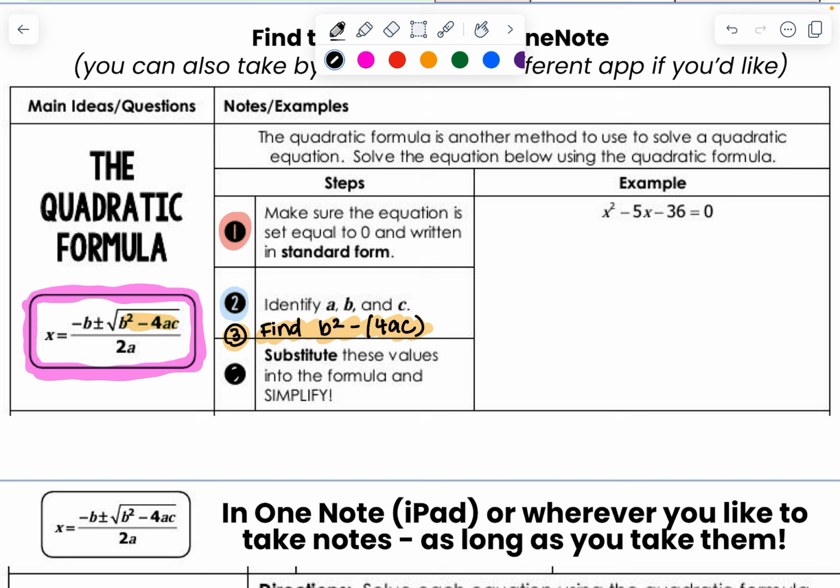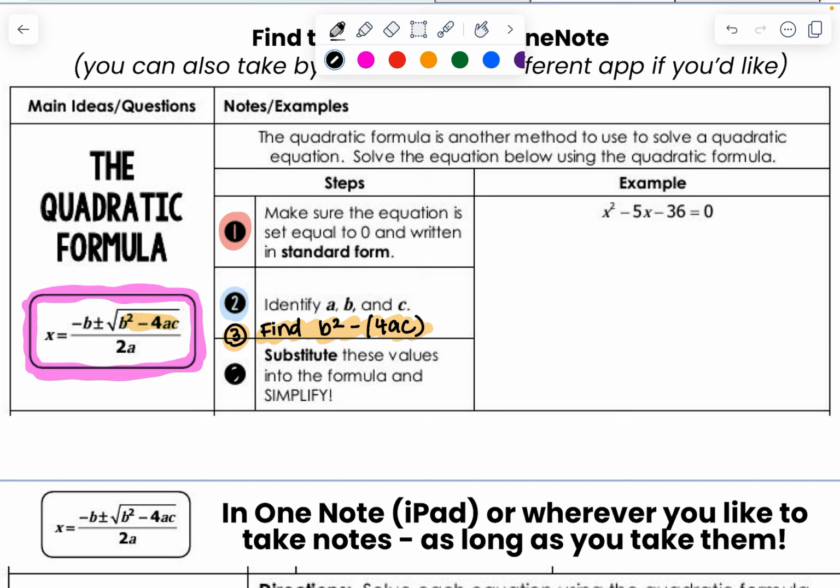Substitute everything into our equation and simplify, right? And we should get 2 solutions if we get a radical, or our discriminant that is bigger than 0. We will get one solution if our discriminant is equal to 0, and we will get no real solutions if our discriminant is less than 0, aka a negative number.